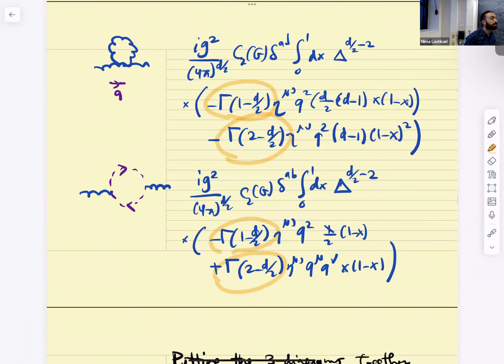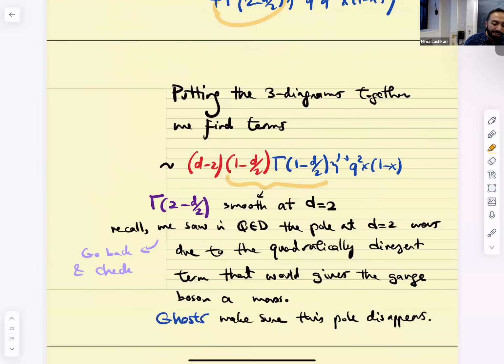All right, so what is left to do? Just add up all of these diagrams, put the three diagrams together, and look at the coefficient of the really horrible term, which is this gamma of 1 minus d over 2. The coefficient of that is going to be q squared times x times 1 minus x, times d minus 2, times 1 minus d over 2. Now, 1 minus d over 2 is precisely a term that cancels this pole. What do you get? You get gamma of 2 minus d over 2.